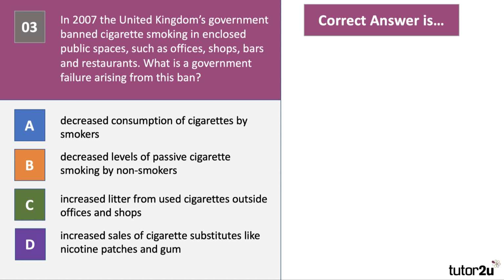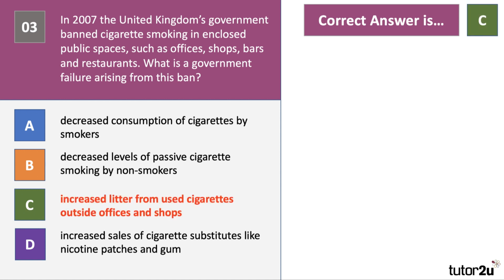So what did you get for 3? The correct answer is C, increased litter from e-cigarettes outside offices and shops. A good example of an external cost of that. Another related example would be the use of outdoor patio heaters, which of course are wasteful, immensely wasteful in terms of energy efficiency. Good example though is C, government failure.